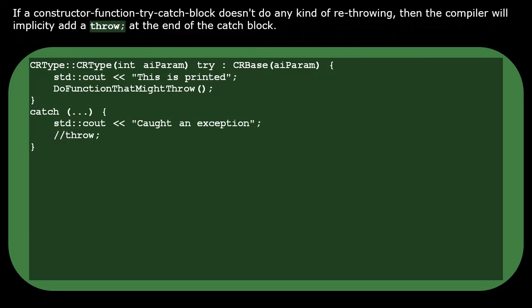If you write your constructor try-catch without manually doing any kind of rethrowing, then the compiler will implicitly add a throw at the end of the catch clause for you.